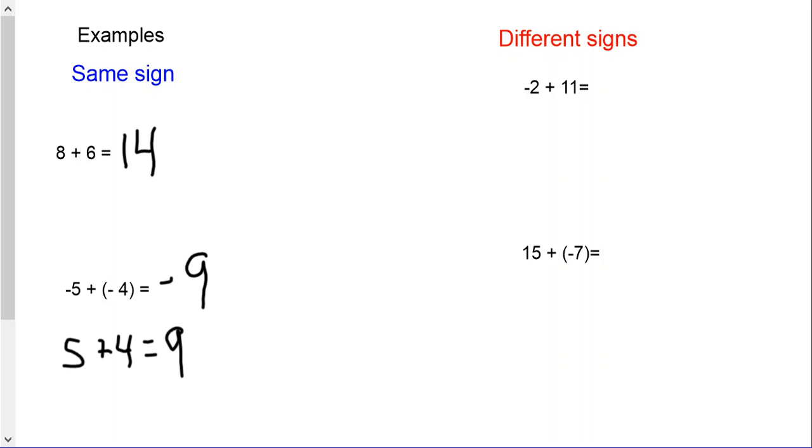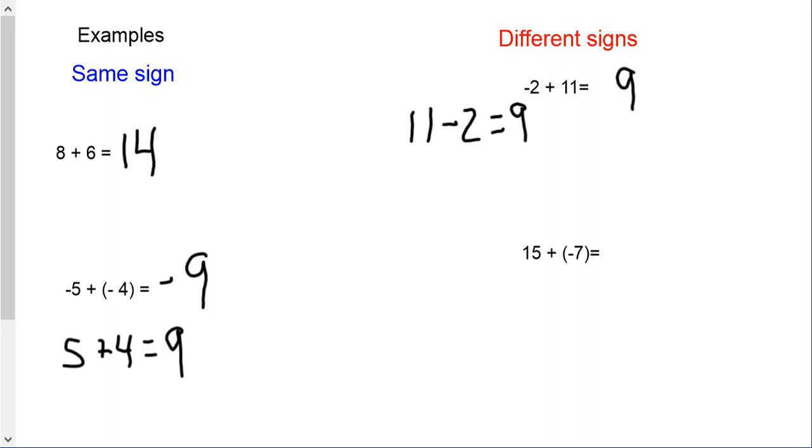Okay, now adding integers with different signs. So we're going to use the absolute value. The absolute value of negative 2 is a positive 2, and the absolute value of 11 is a positive 11. So we can say 11 minus 2. Okay, so those are the absolute values, and that will give us 9. And then we need to use the sign of the larger absolute value, which is 11. So 11 is positive, so our answer is going to be a positive 9.